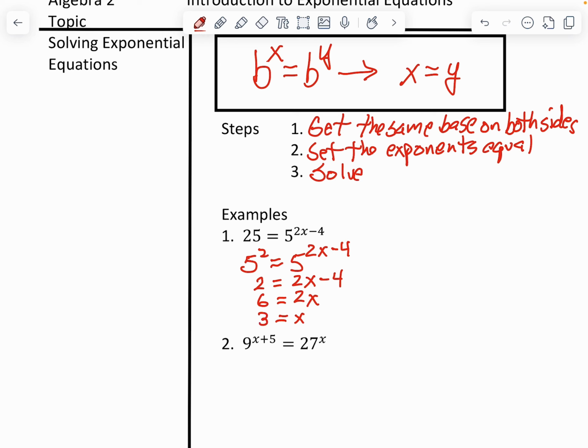So if you notice, if you put 3 back into the right side, 2 times 3 is 6, minus 4 is 2. You have 5 squared is going to be equal to that 25. So x equals 3 is our answer.